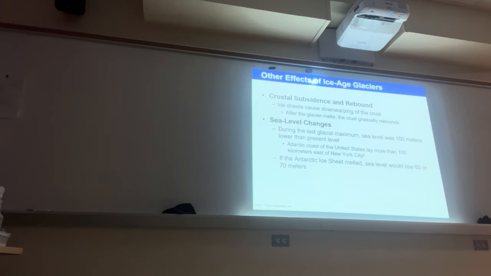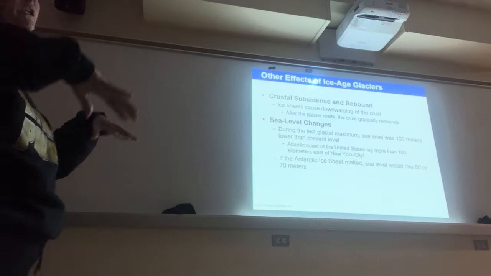Now we're going to talk about some other things that glaciers can do. Ice sheets themselves are pretty heavy, obviously. It's like hundreds of meters worth of ice. That weighs a lot. So they can cause downwarping of the crust. After glaciers melt away and that pressure is relieved, the crust can start to rebound.